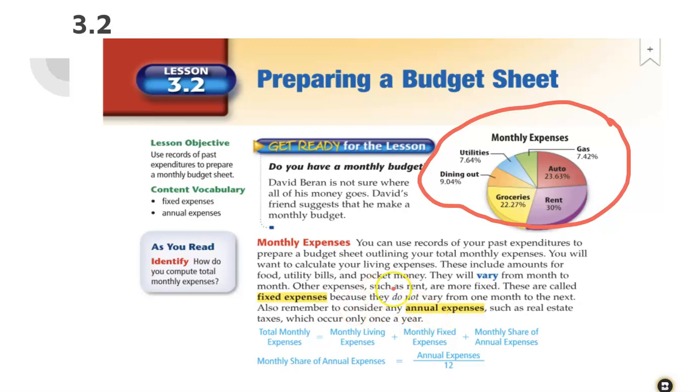Okay, so the living expenses, which include food, utility bills, and pocket money. There's fixed expenses. Those are things like your rent or bills that are the same amount every single month. So no matter what you do, you're paying the same thing every month. So those could be car payments. And then there's annual expenses like insurance for your house, insurance for your vehicles, other bills that you really only pay every 6 months or once a year.